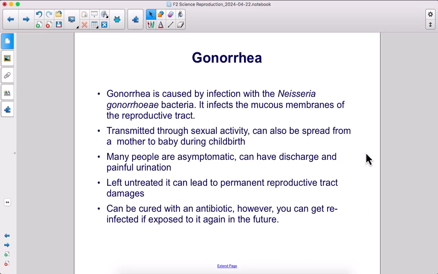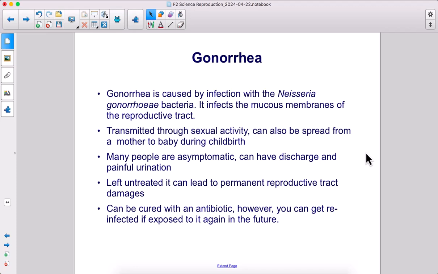Gonorrhea is caused by infection with the Neisseria gonorrhoeae bacteria. It infects the mucous membranes of the reproductive tract. Transmitted through sexual activity, it can also be spread from a mother to baby during childbirth. Many people are asymptomatic, but they can have discharge and painful urination.